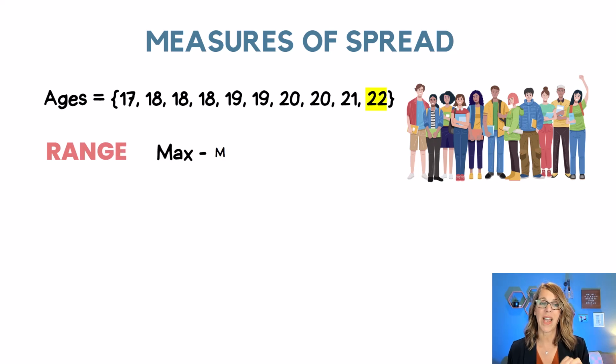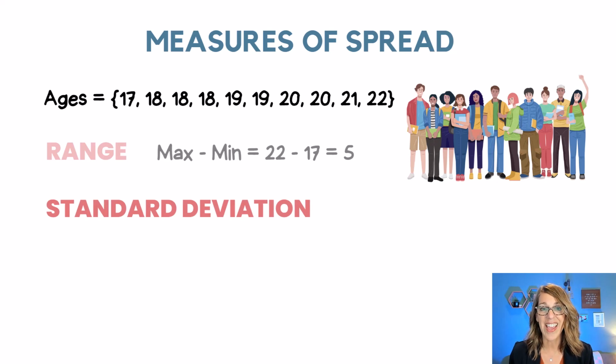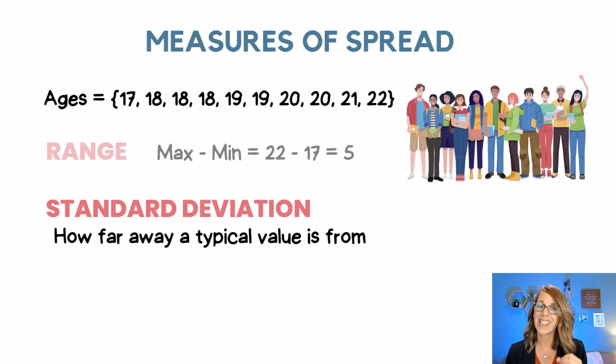The range is the maximum minus the minimum. In this case, 22 minus 17, and we've got a range of 5. We can also look at the standard deviation as a measure of spread. Standard means common, deviation means how far away. So this is how far away a typical value is from the mean.